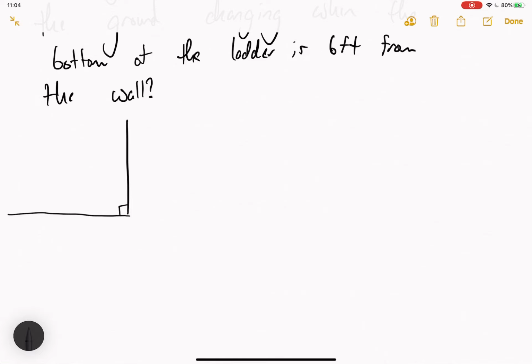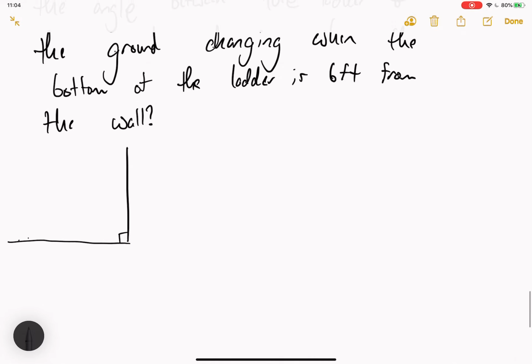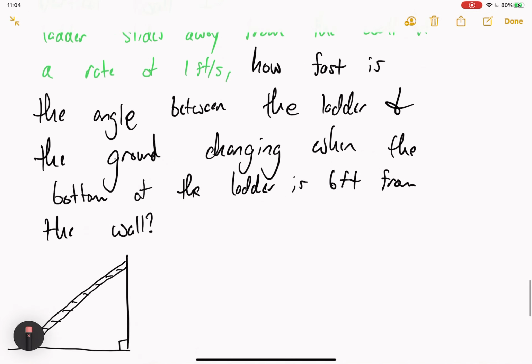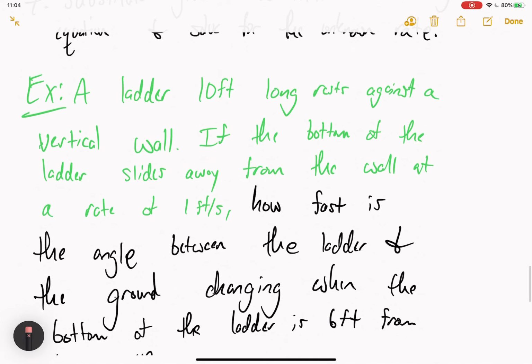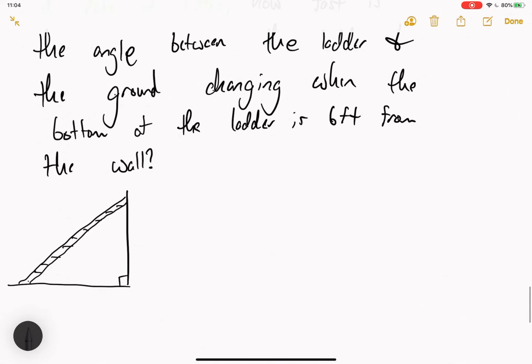Vertical wall, we'll assume it's perpendicular to the ground. And we have a ladder. Let's just say it kind of looks like this, and we'll assume it's a bit crooked. So let's just assume that's our ladder. We have a ladder, 10 feet long. So this length right here will be 10 feet. That's the length of the ladder.